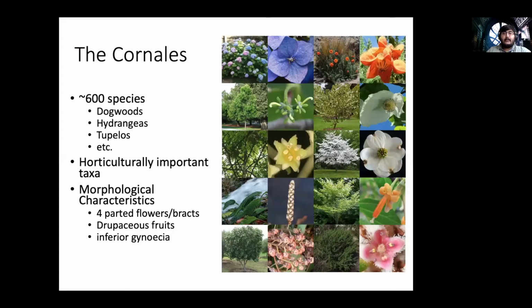According to the latest APG, the Cornales are placed sister to the asterids with the Ericales. This is a relatively small order of flowering plants, including around 600 species, including some horticulturally important taxa like dogwoods, hydrangeas, tupelos, and others. They share some morphological characteristics like four-parted flowers or bracts, drupaceous fruits, and inferior gynoecia. But as you can see in these pictures here, they have a large morphological diversity.